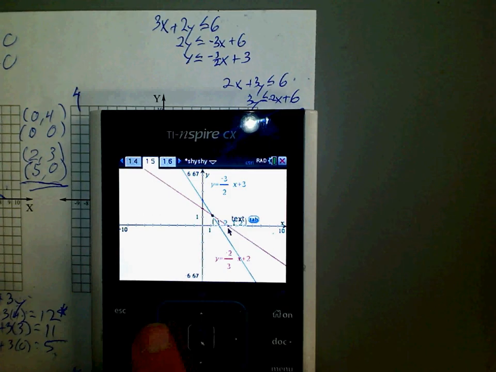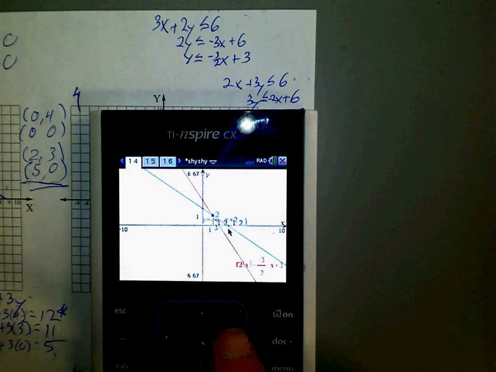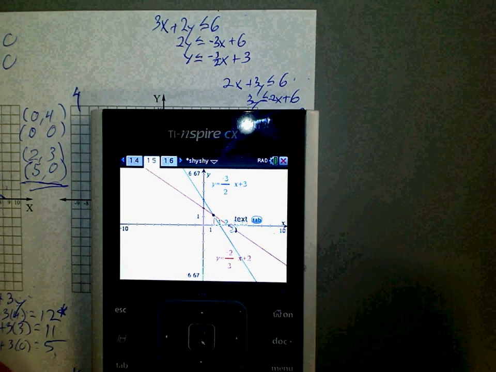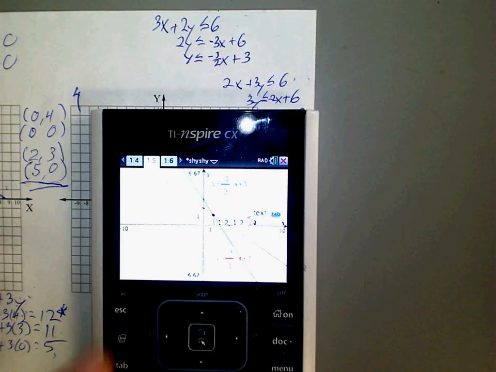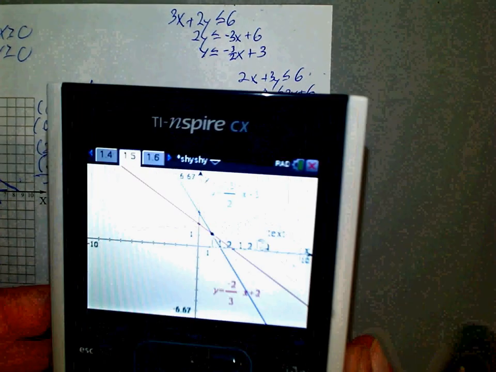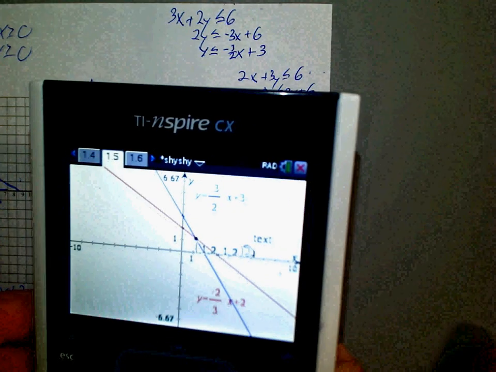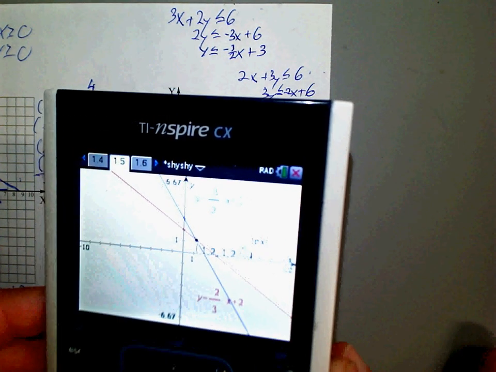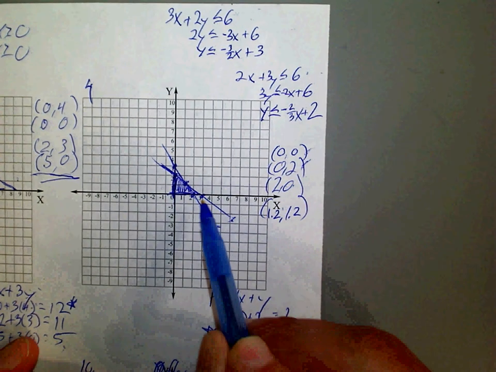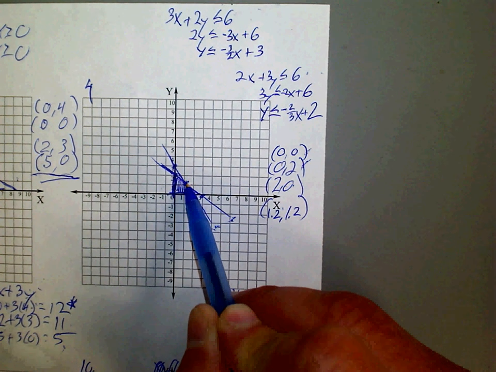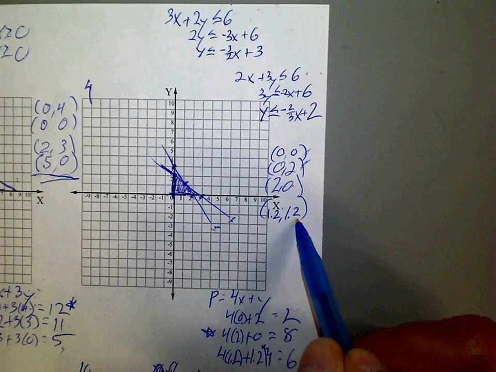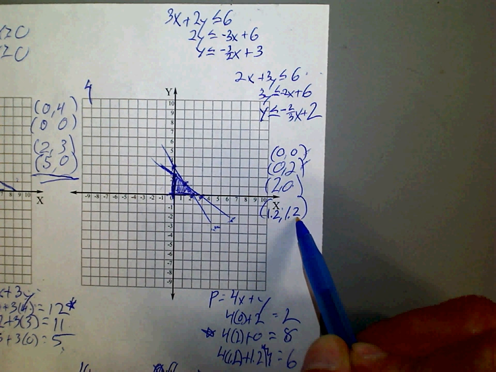We found it right there on our graphing calculator. You can put those two lines on your graphing calculator and then ask for the intersection and it'll tell you. That was a lot easier than trying to eyeball where those two lines intersect. This would be a good test question.